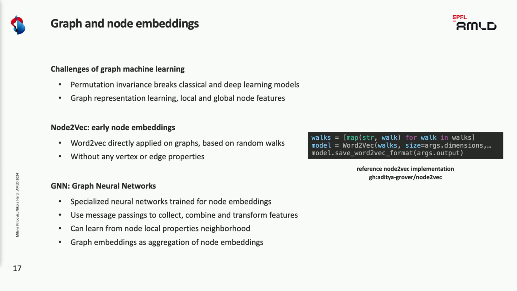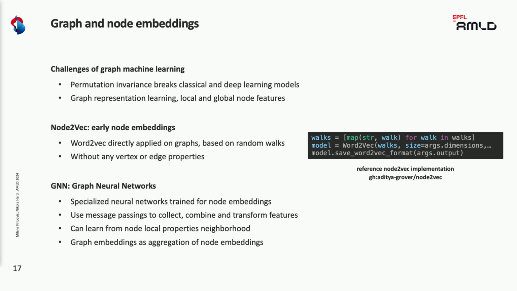That was the start, but of course this evolved further, and today we have graph neural networks that can consider both local and global node features, and they are based on message passing. They really take the features from the neighborhood of the node, transform them, combine them, and produce much richer embeddings.